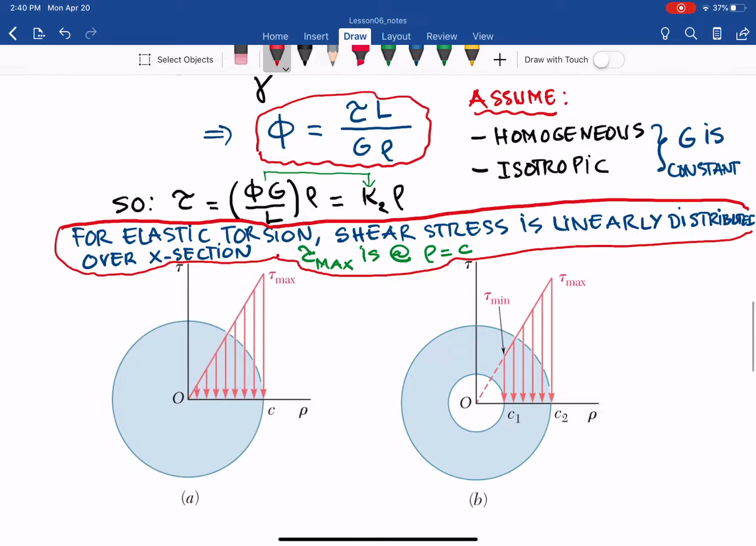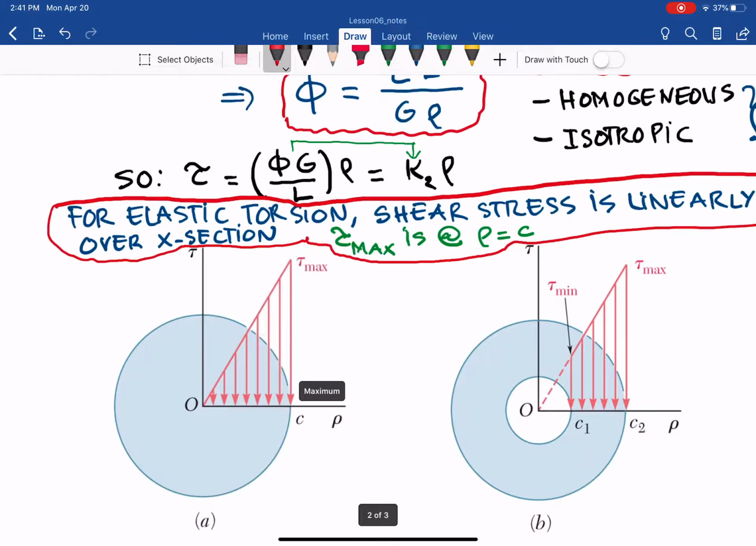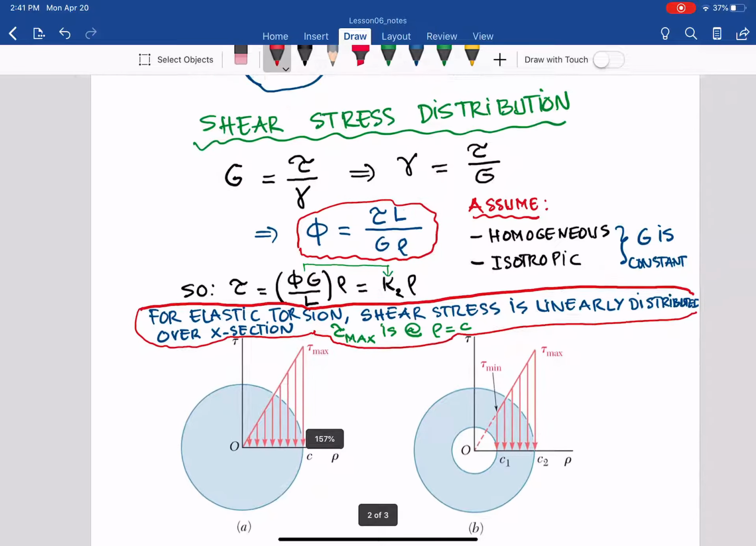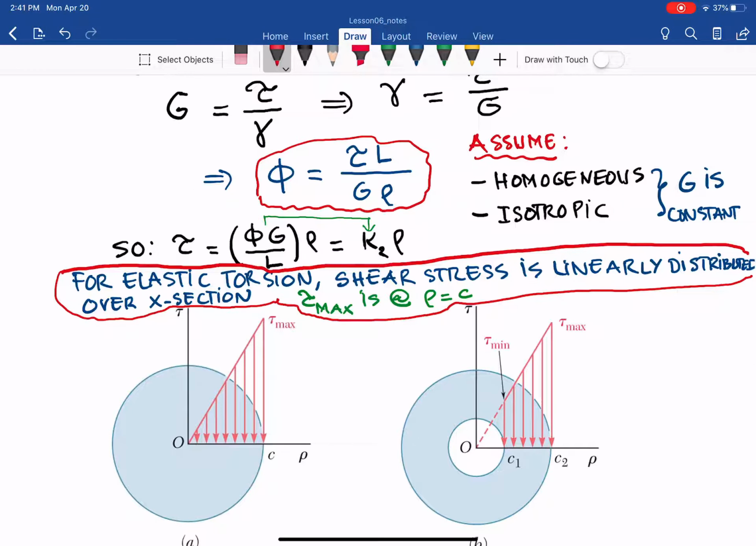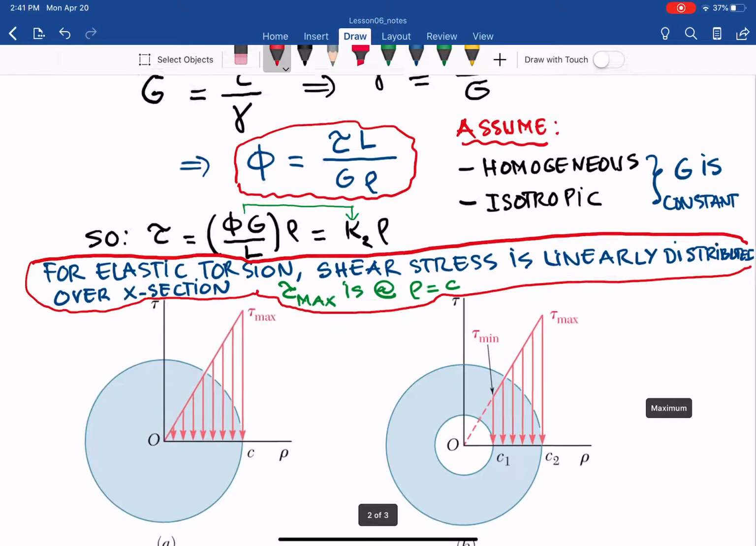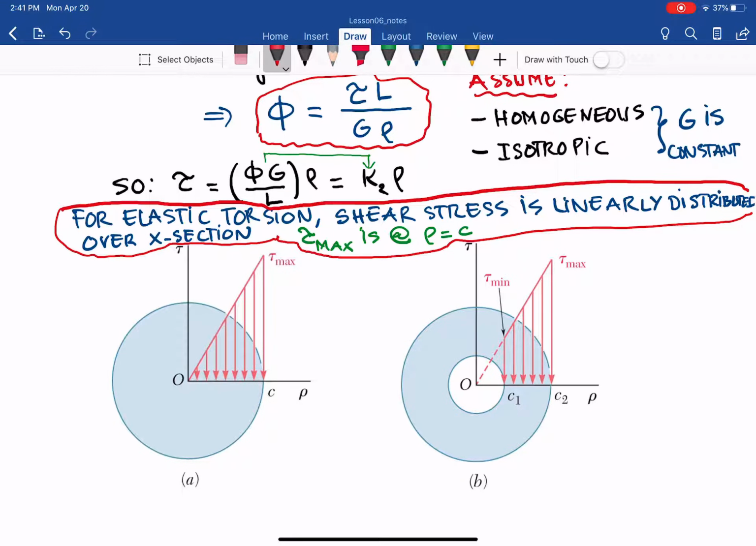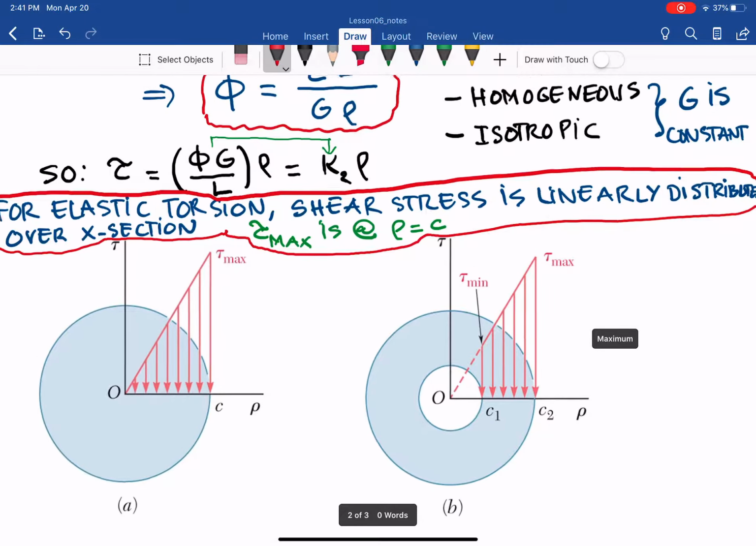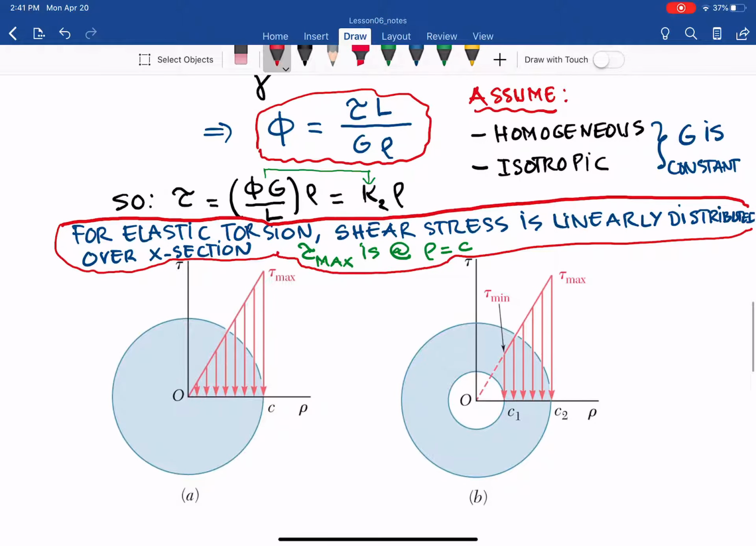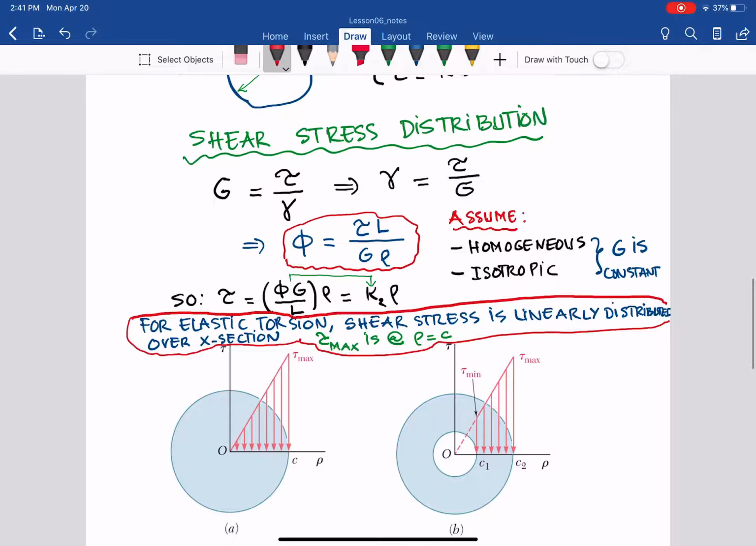So what does that mean? Let's see the two cross sections that we deal with for torsion in this class. As you can see here, the first one is the solid circular cross section. The shear stress tau is 0 at the center and increases to tau max at rho equal to the radius of the cross section. For the hollow circular cross section, it is 0 at the center too, but there is no material. So using interpolation, the minimum tau is not 0 for the hollow cross section, but at C1, which is the inner radius, and then we get maximum at the outer radius of the hollow cross section. So that is the shear stress distribution, shear strain distribution.